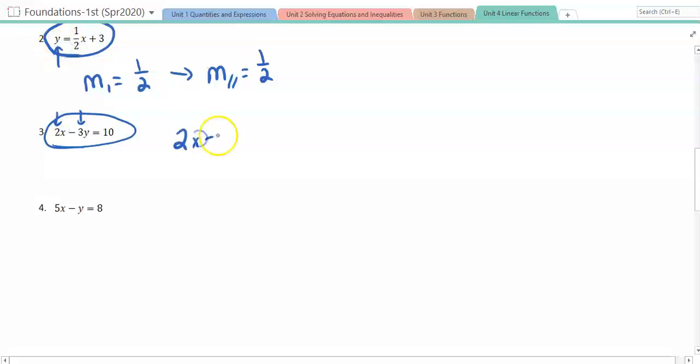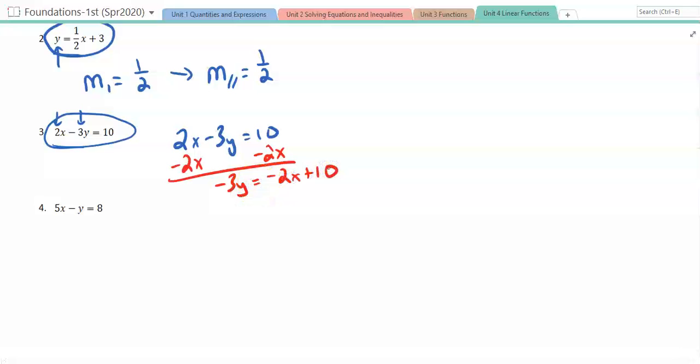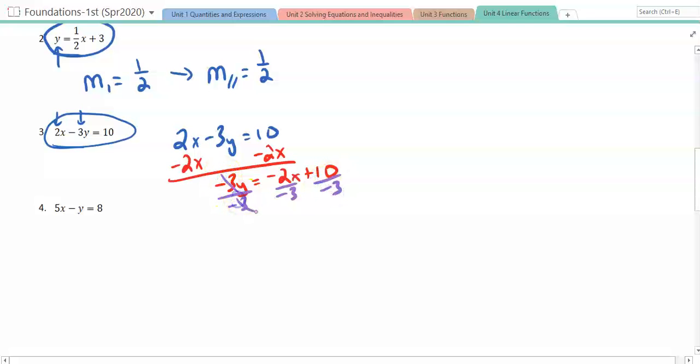Remember, to solve from this to slope-intercept, we're going to subtract the x term across the equal sign. And so we get negative 3y is equal to negative 2x plus the 10, or you could write it 10 minus the 2x, either way. But the key is remembering that once we get the y by itself, the coefficient in front of the x is the slope. So now I've got to divide everything by the negative 3 to get the y by itself. So these will cancel.